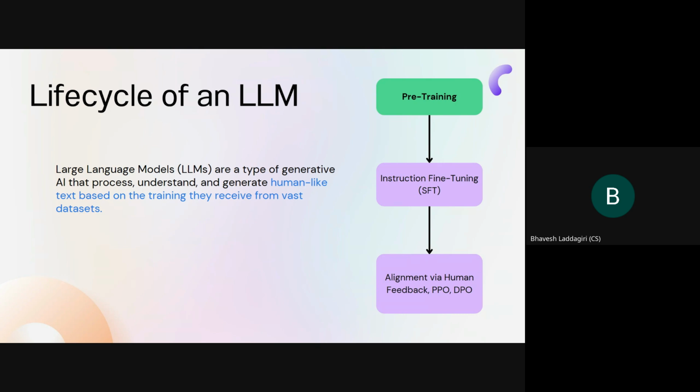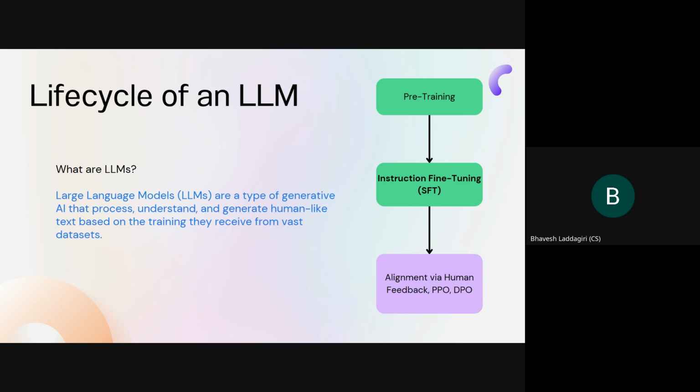And then it goes to something called instruction fine tuning, where you give it a prompt, you ask it questions, and then it responds. To train the model to accept instructions, we do instruction fine tuning, which is basically supervised learning. You have some input and you have some output.